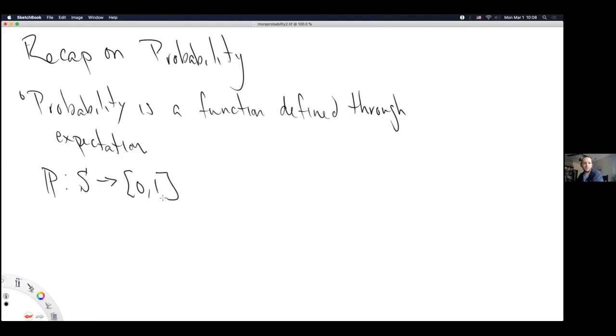Let's start out this recap with reminding ourselves that probability is actually a function. It's a set function that takes you from sets in the sample space to the real numbers between 0 and 1. And probability defined over some set A is defined as an expectation of an indicator function on that set A.